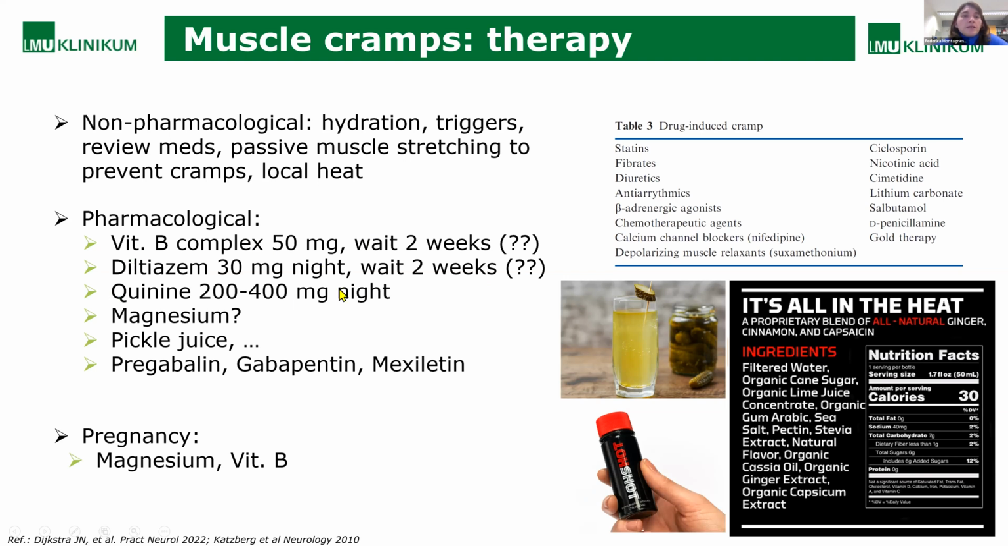Another quite effective therapy is quinine, which should, however, not be considered first-line choice due to the potentially severe side effects related to the use of quinine, especially cardiac arrhythmia, allergic reaction, and hemolytic uremic anemia. We have many supplements that can be also effective, at least in some patients, as for example magnesium, pickle juice, so different drinks with acetic acid, and then we have also several drugs working as nerve membrane stabilizers, as pregabalin, gabapentin. And there is also a quite effective clinical trial proving the efficacy of mexiletine to relieve cramps in ALS patients.